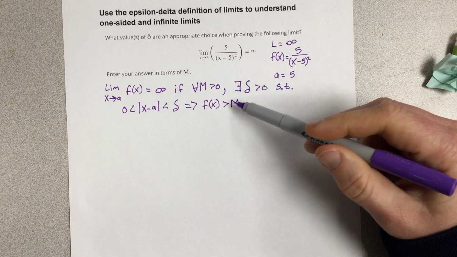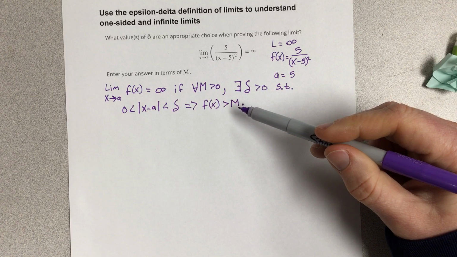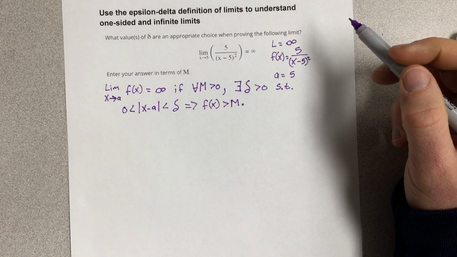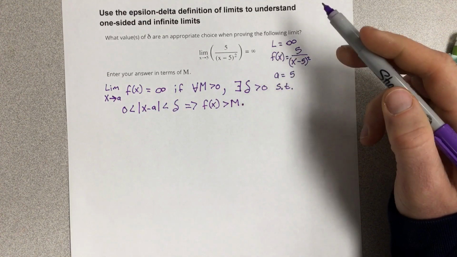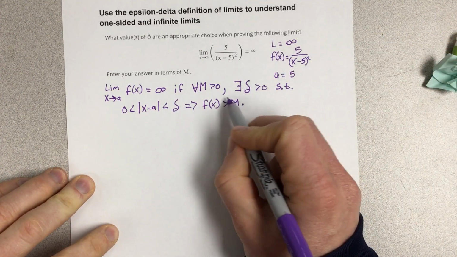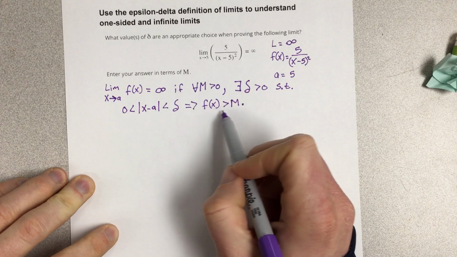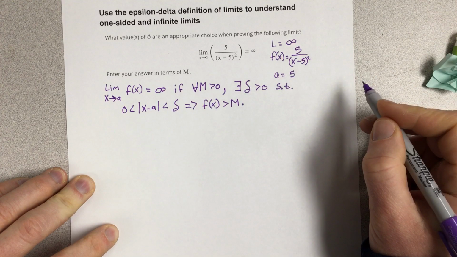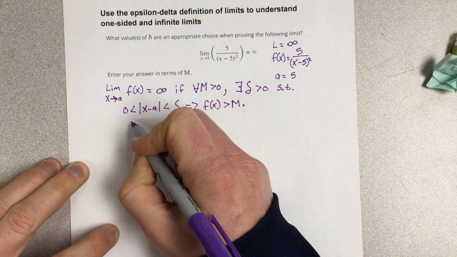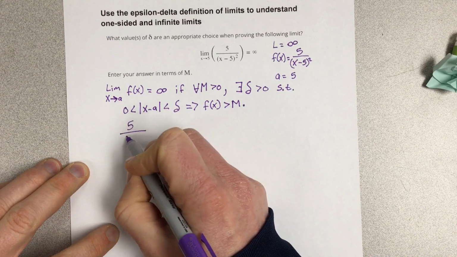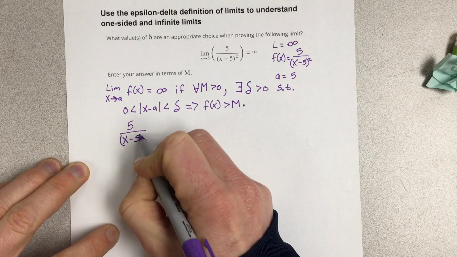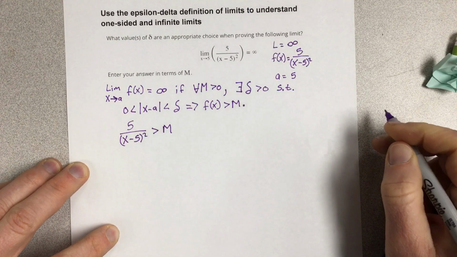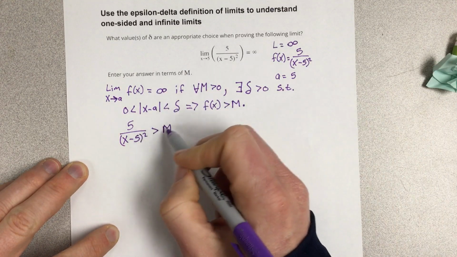So we're going to use this definition to basically prove that this limit is equal to infinity. So how do we start? Well, we're going to start with the implied piece, figure out what we need, and then we're going to set delta equal to that value. So we're going to say that 5 over (x minus 5) squared is greater than M. And then we're going to start to solve this.